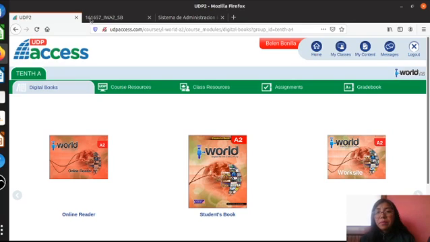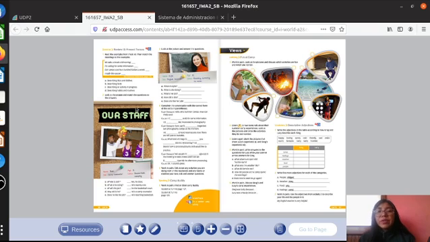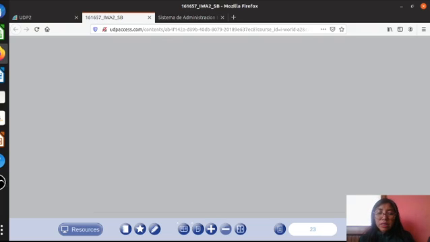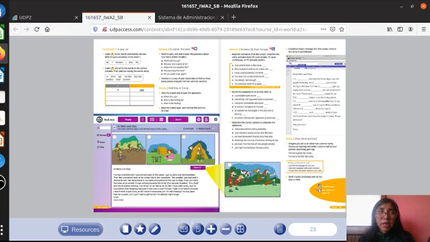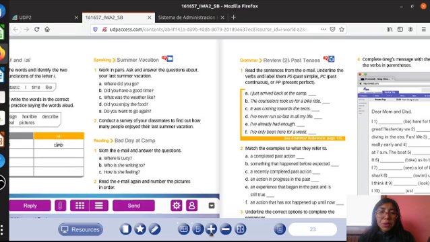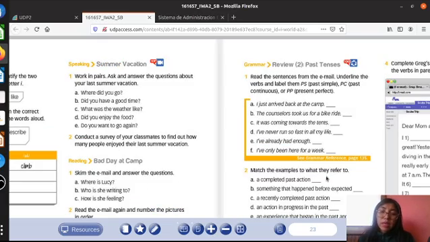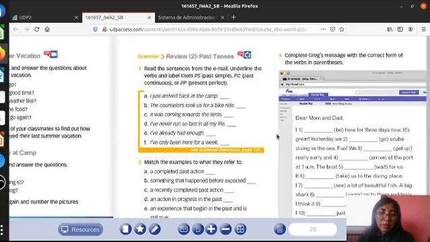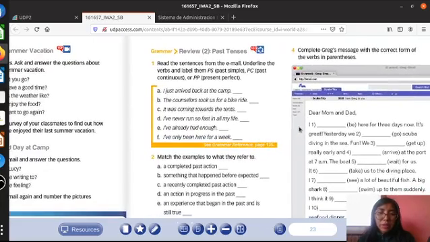Okay, so pay attention. You are going to open your books in the page number 59. Okay, here you have this page. Okay, vamos a abrir el librito en la página 59, en esta página de aquí. Okay, here you have review past tense, so we are going to practice doing those exercises. Okay, vamos a practicar haciendo estos ejercicios. So pay attention.